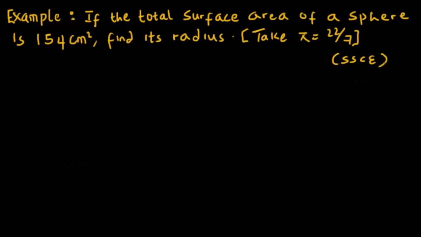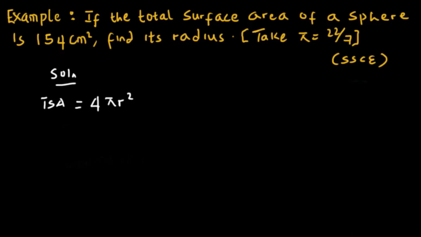So we've got this question here. It says, if the total surface area of a sphere is 154 centimeters square, find its radius. Now this is an SSC question. The first thing you want to do is to write the formula. So let's write the formula. Now the total surface area of a sphere equals 4 pi r square.